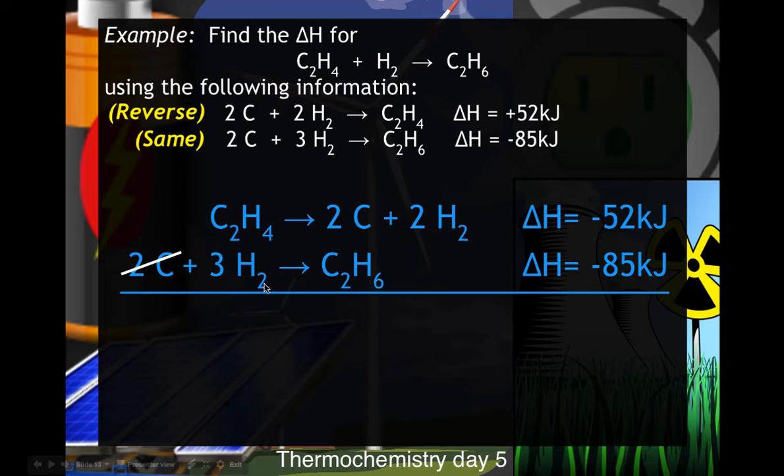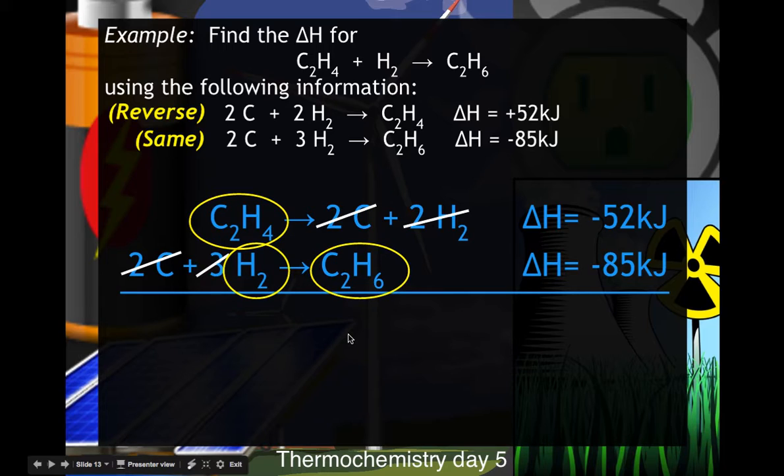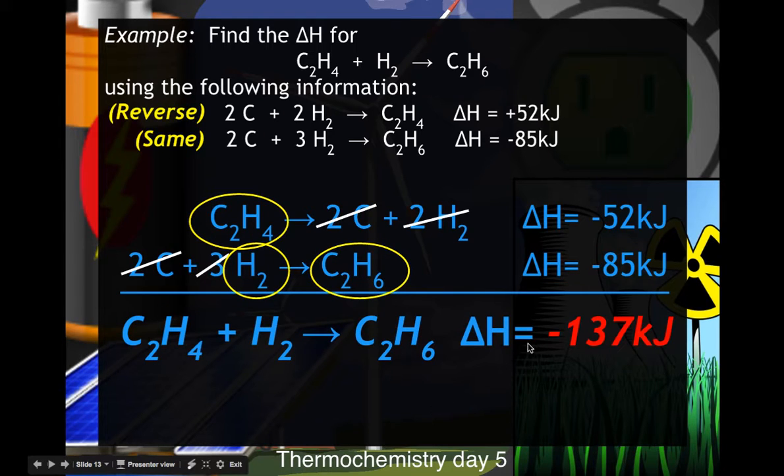I've got 2 moles of carbon, 2 moles of carbon that will cancel out. I've got 2 moles of hydrogen gas. That 3 is going to get crossed off with, I'll still have 1 mole of hydrogen gas. This will be the overall reaction when I combine these together. And now all I have to do is add these numbers together. A negative 52 plus a negative 85 is going to be negative 137 kilojoules.